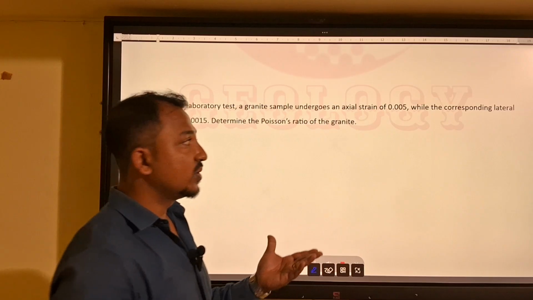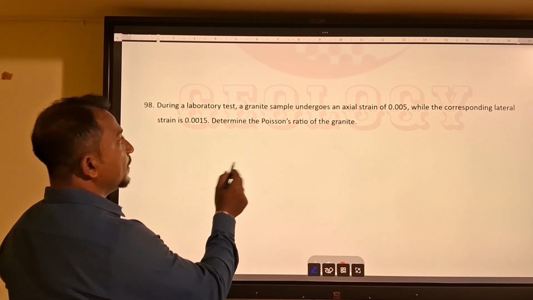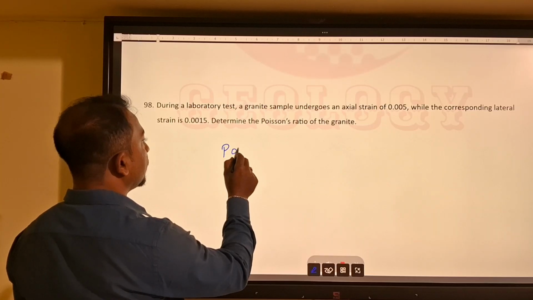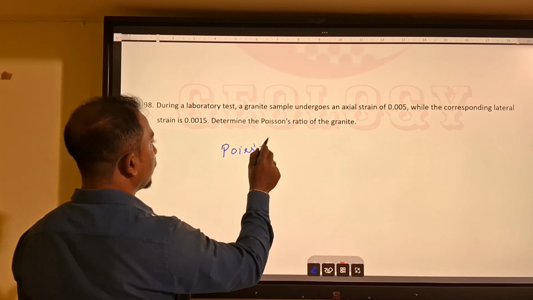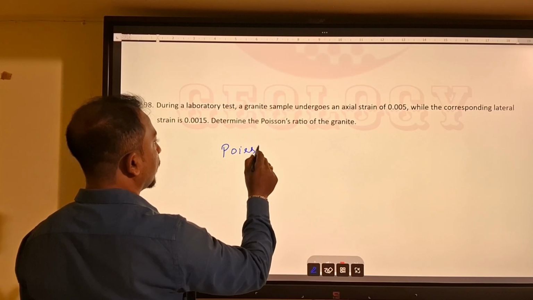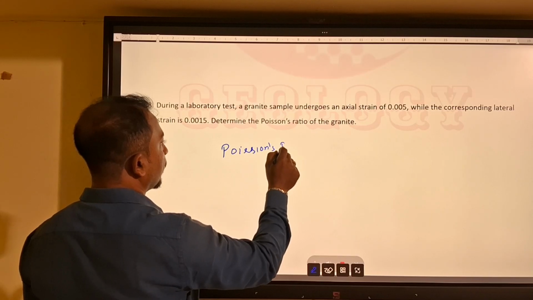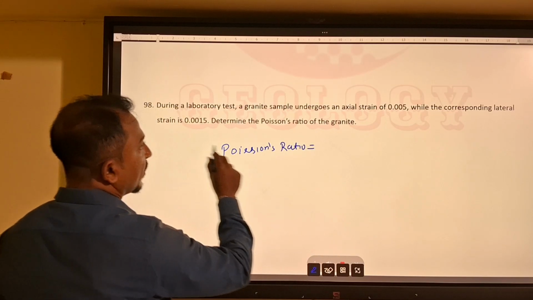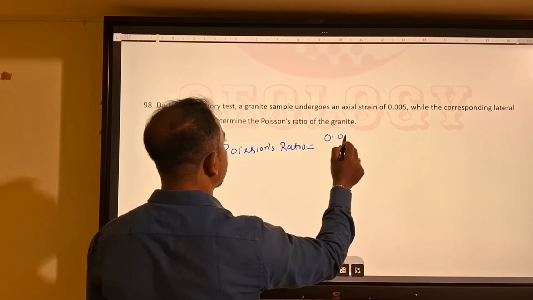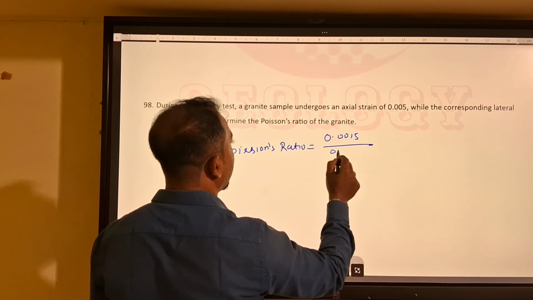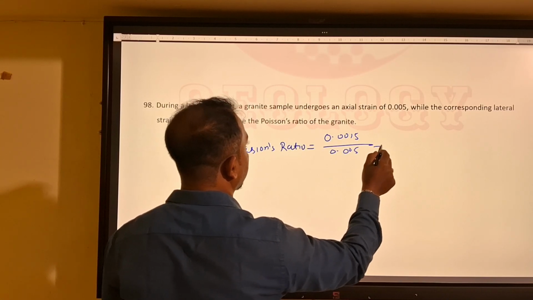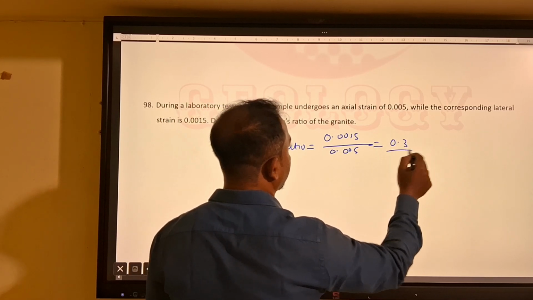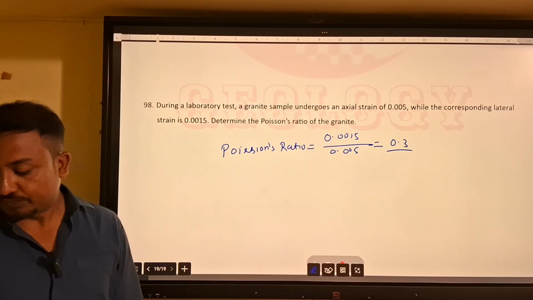So this is also a similar type of question. An axial strain is given 0.005. So Poisson's ratio will be lateral strain, that is 0.0015, divided by 0.005, will be 0.3.